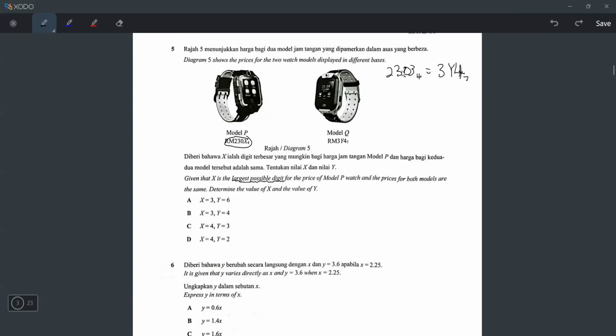So we know that the X is 3 now, so I can convert this to base 10, and then maybe we can find the value of Y. So we know X is 3, so this is wrong, this is wrong. So how to convert this to base 10?